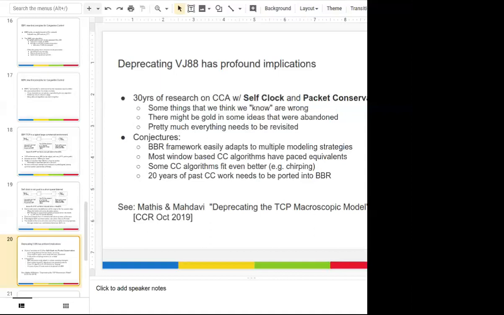Jamshid Mahdavi and I wrote an editorial for the 50th anniversary edition of CCR, where we reflected on past work. My microscopic model paper got a Test of Time award, for which I thank them by saying it needs to be deprecated, and that was 10 years ago. I'm now saying again, it really needs to be deprecated, because the model accurately reflects reality in Reno and CUBIC class congestion control, but that reality is not good for the network. It is not what we want.